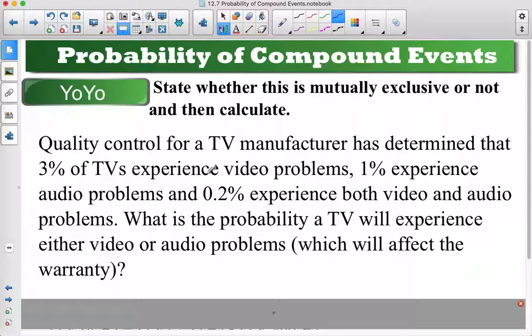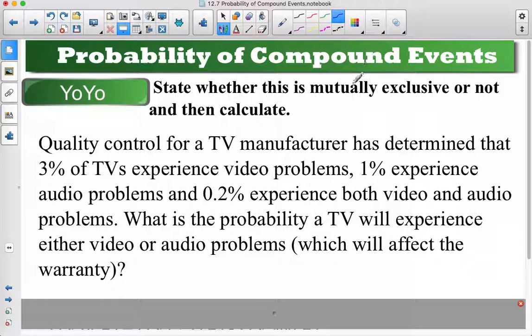Okay, welcome back. The situation was as follows. Quality control tests TV manufacturers and determined that 3% of TVs have video problems, 1% experience audio problems, and 0.2% experience both video and audio. What is the probability a TV will experience either video or audio?